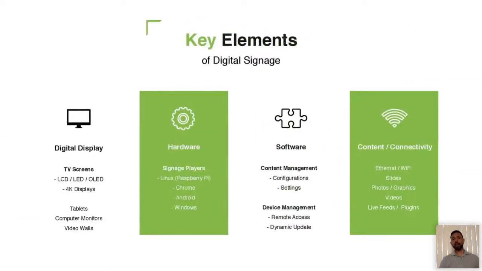So what are the key elements: how to achieve digital signage, and how I can use digital signage in a smaller business. You need a digital display, that's LCD or LED screens, 4K displays, projectors, anything, or even tablets and monitors. Nowadays, Windows 10 provides an option to change a system into a kiosk display. Besides the display hardware, we need another component, the signage players.